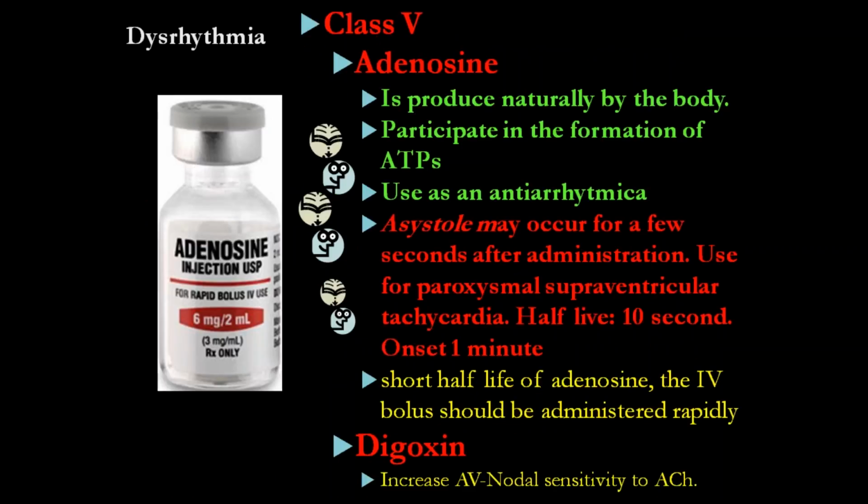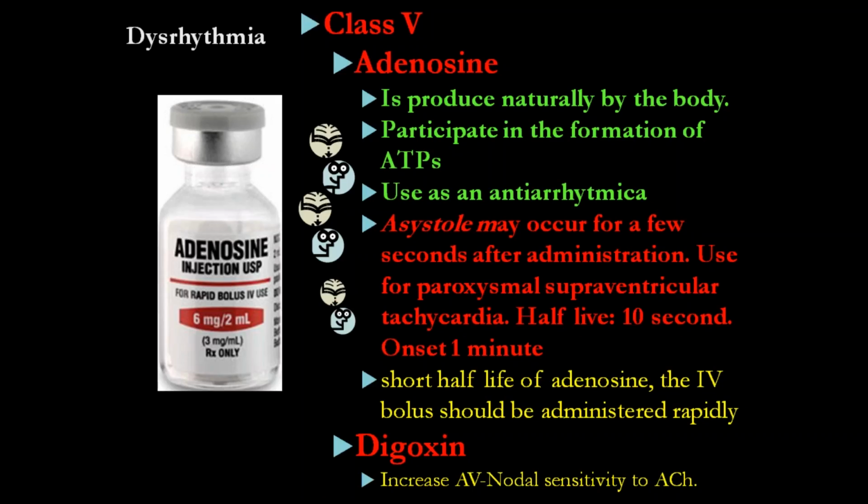Okay, so let's go to class 5. In class 5, we have two groups, the adenosine and the digoxin. Adenosine is a very interesting substance. Adenosine is part of the ATPs, adenosine triphosphate, right? Remember that? So adenosine can have this activity as an antiarrhythmic. But this medication has a very short half-life, so they need to administer it IV in bolus and it should be administered rapidly.